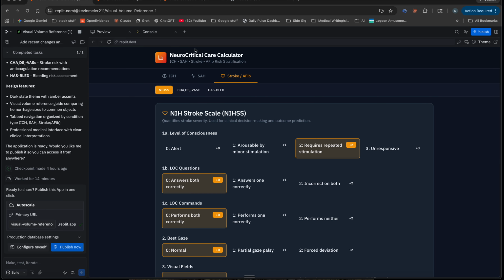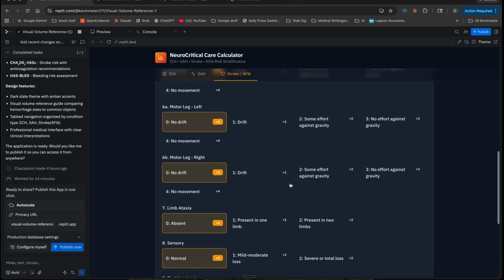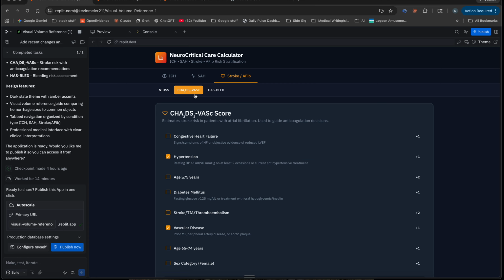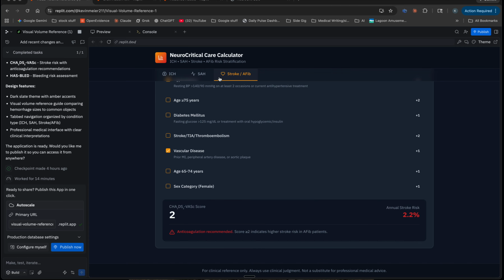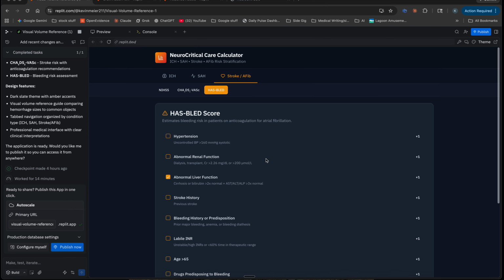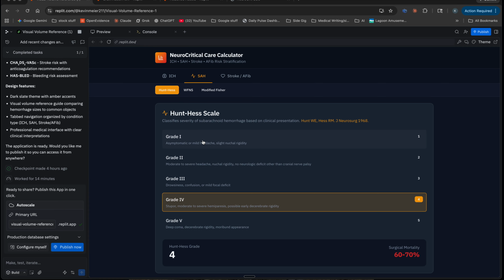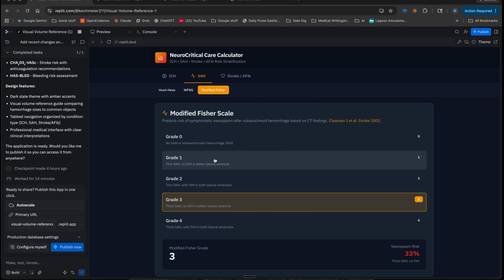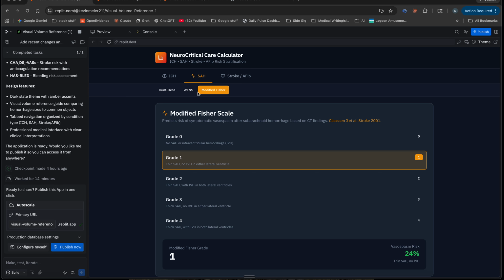So first, Claude. I like the color scheme. I think it's a good-looking website here. For the stroke scales, we have the stroke scale, then the CHA2DS2-VASc and HAS-BLED, both kind of give us stroke and bleed risk. For subarachnoid hemorrhage, we have the Hunt and Hess, gives us a mortality risk. Modified Fisher scale gives us vasospasm risk, very functional, well, it looks good.